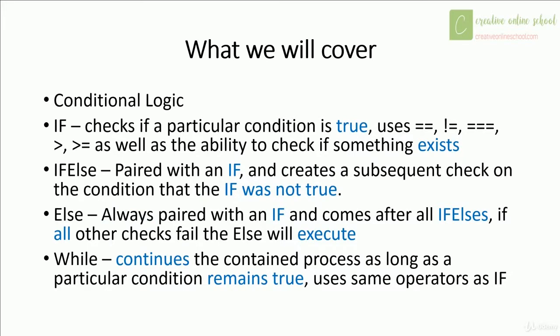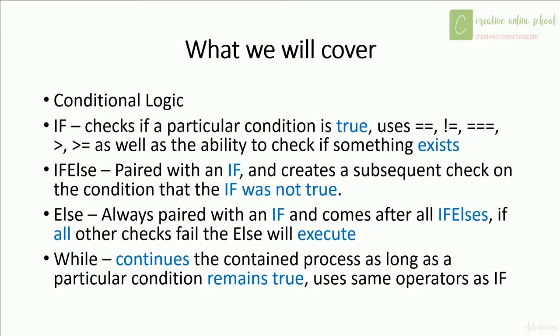First, conditional logic. We're going to talk about 4 primary things: if, else if, else, and while. If checks if a particular condition is true. That is, it checks a particular variable and says if that variable is what I expect it to be, or meets the condition that I set, then I'll let this pass and execute my code. The most common operators are equals, non-equals, exactly equals, and then you have greater than and greater than or equal to. It also has the ability to check if something exists, so if it's there at all.